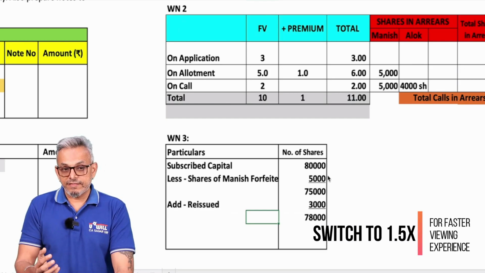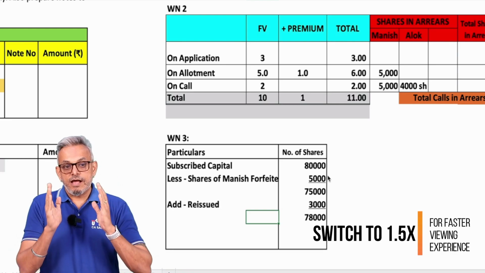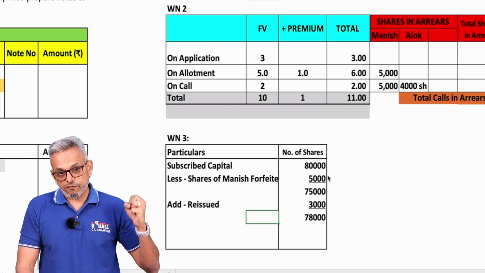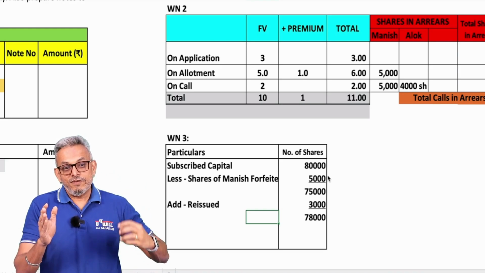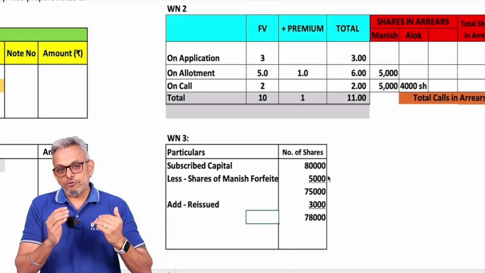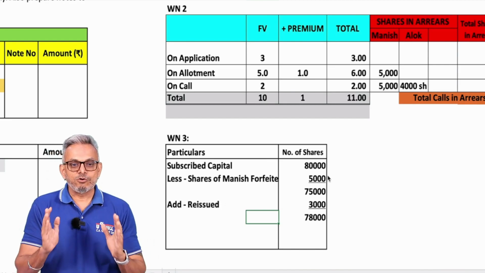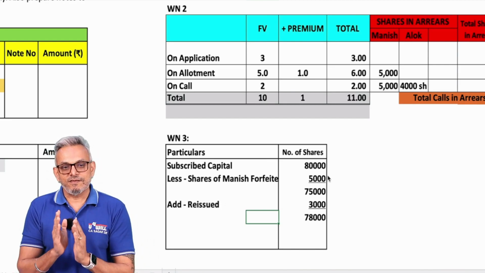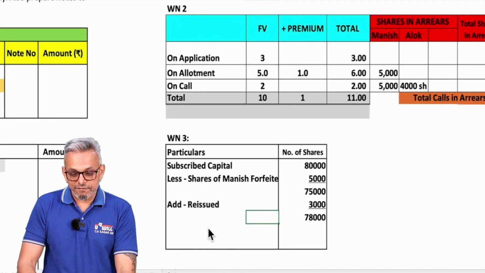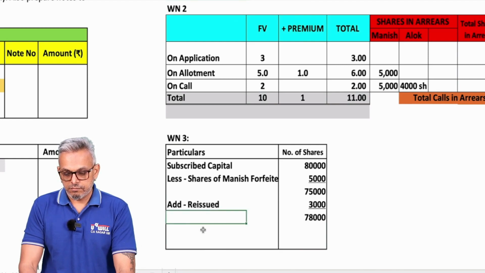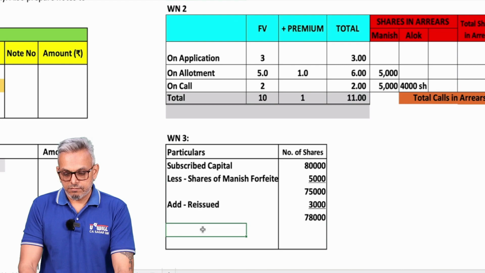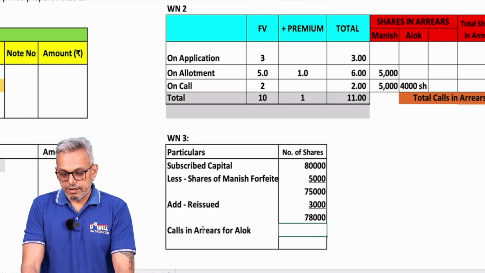Now, once again, I'll explain the concept. In total, there were 80,000 shares. Out of that, 5,000 shares were forfeited. So we are left with 75,000 shares. But then again, we reissued 3,000 shares, so those 3,000 shares have gone to the general public. And now the total number of shares with the public is 78,000. However, we also have calls in arrears. So we have calls in arrears for Alok, that is 4,000 shares.